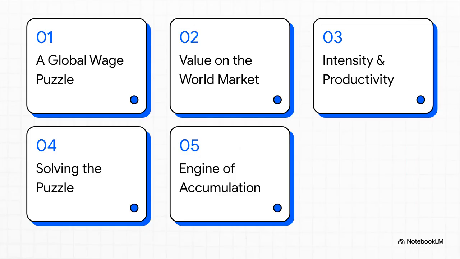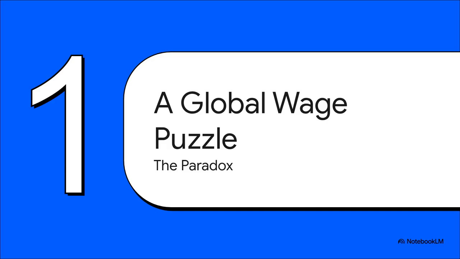So here's our game plan. We'll start with a really interesting global wage puzzle. Then we'll define the key concepts we need to solve it: value, intensity, and productivity. After that, we'll see how this all clicks into place and leads us directly into our next big topic, the accumulation of capital. Okay, let's dive right in with the central paradox that this chapter really sets out to resolve.